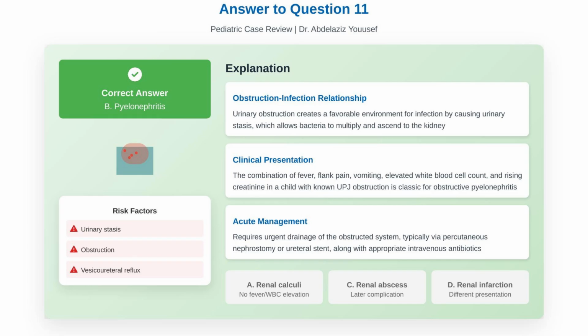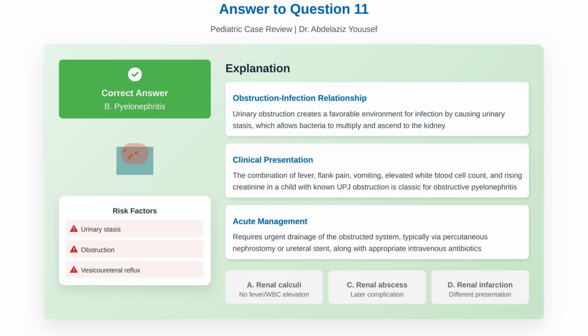Renal calculi would not typically present with fever and elevated white blood cell count. Renal abscess is usually a later complication of untreated infection. Renal infarction has a different presentation, often with sudden severe pain, but without fever and white blood cell elevation. Acute management of infected hydronephrosis requires urgent drainage of the obstructed system, typically via percutaneous nephrostomy or ureteral stent, along with appropriate intravenous antibiotics.